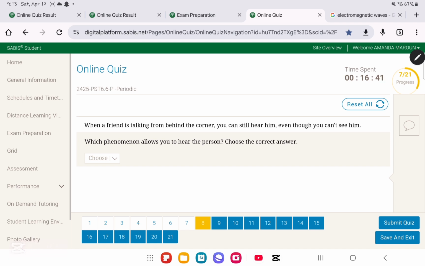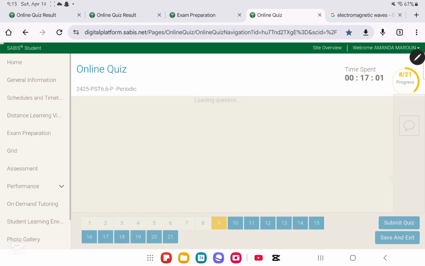They said, when a friend is talking to you from behind the corner, you can still hear him even though you can't see him. Which phenomenon allows you to hear this person? Well, it is because of the diffraction of the sound waves. So the sound waves will diffract, okay? And this will cause you to be able to hear him even though you cannot see him.